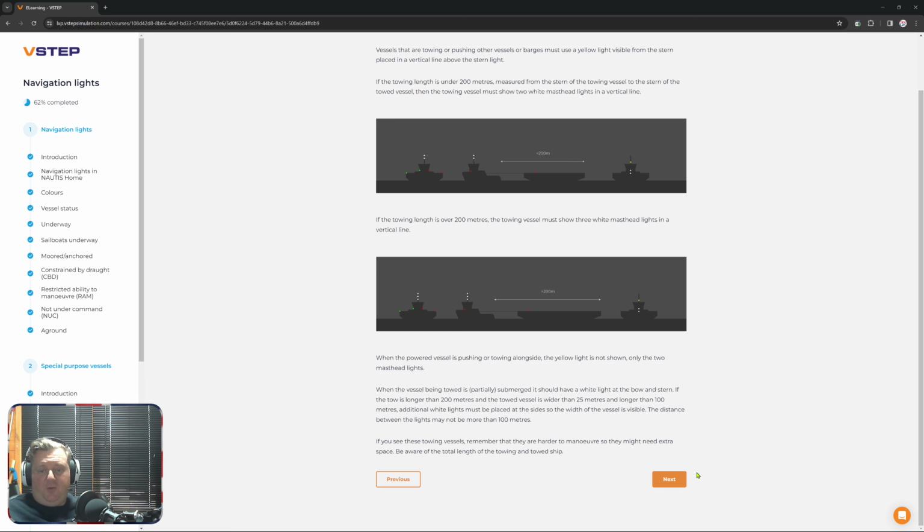When the vessel being towed is partially submerged, it should have a white light at the bow and stern. If the tow is longer than 200 meters and the towed vessel is wider than 25 meters and longer than 100 meters, additional white lights must be placed on the sides so the width of the vessel is visible. The distance between the lights may not be more than 100 meters.